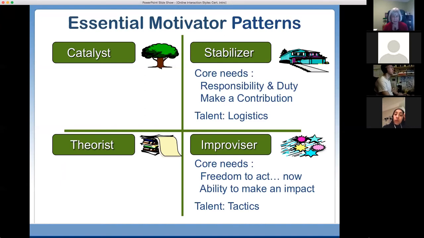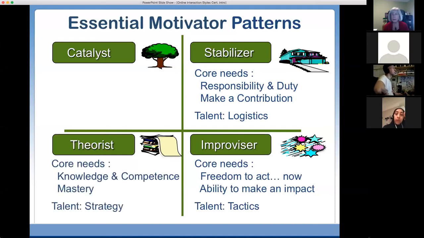So things go right and things go wrong. Incredible talent. I have a little skill there, but not as much as I'd like, so I tend to get overly concerned with logistics, to try to make sure things go right and they don't go wrong, at least when I'm doing workshops. So incredible talent there. The theorist, which is my pattern, so I have a little bias there, but the core needs are to have knowledge and competence and to have mastery.